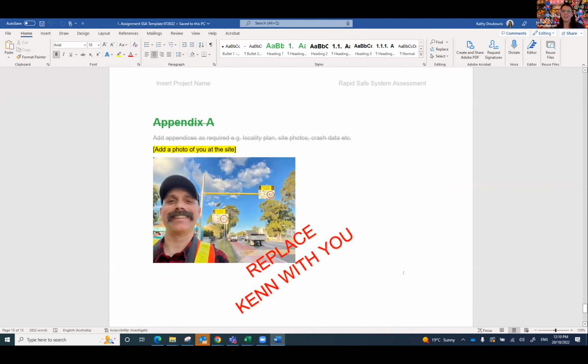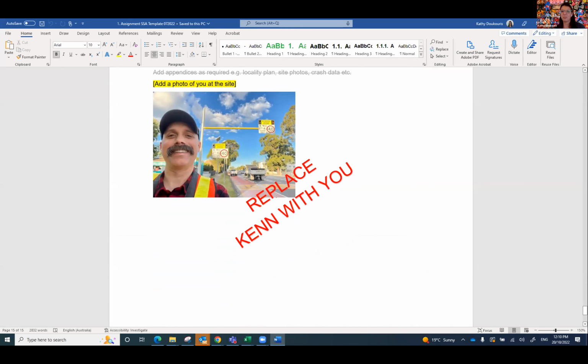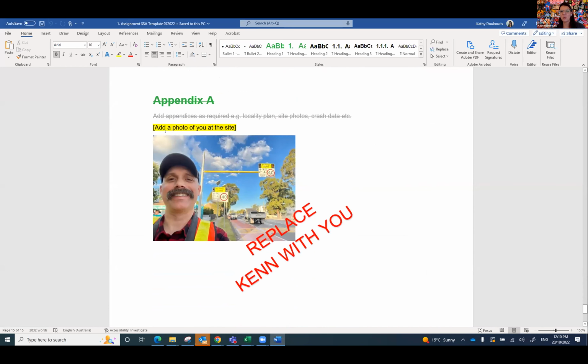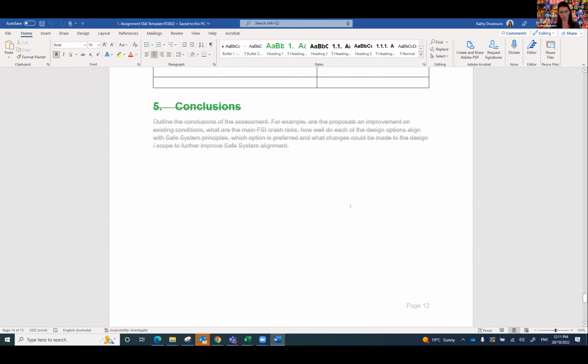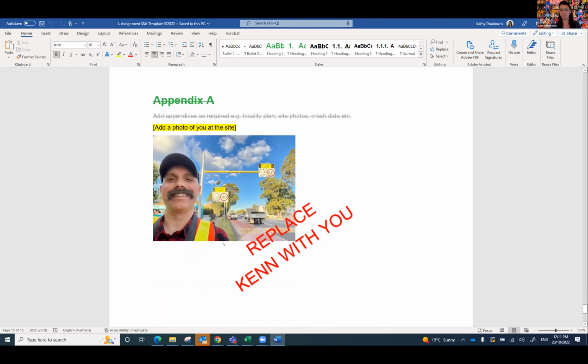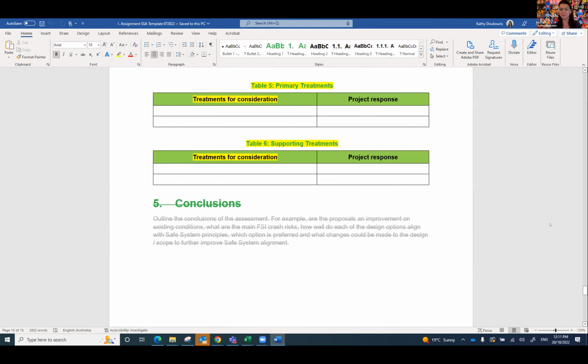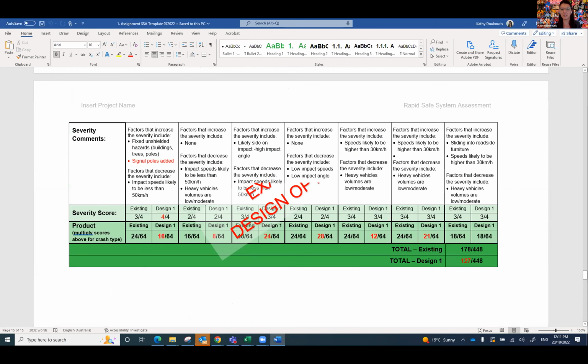And I think, oh no, that's right, I forgot about this. Replace Ken with you. We need new Kens. So you need to take a selfie of you at the site with all the signs or whatever it is and pop it in here. Make sure you've got your high-vis vest on, and it's just to ensure that you did actually get out there and do a site visit and you didn't do it via Street View or whatever. So pop yourself in there, and then right back up to the beginning.